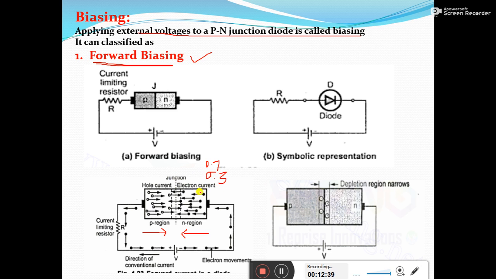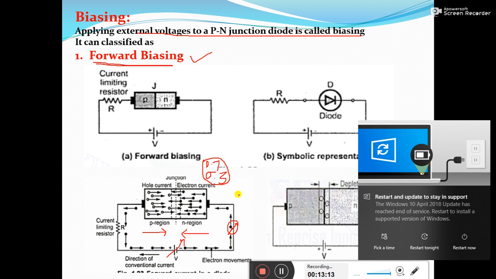As long as the applied potential is less than this barrier potential, you won't see a significant amount of forward current. If you connect a milliammeter here, it won't show a large reading. Whenever the applied voltage is greater than the cut-in voltage, or the barrier voltage, you can see a significant exponential increase in the milliammeter reading.